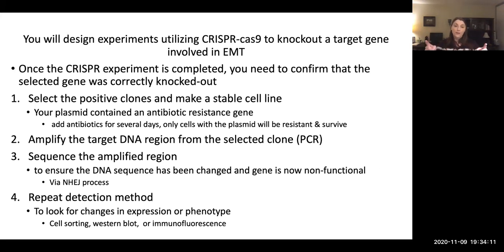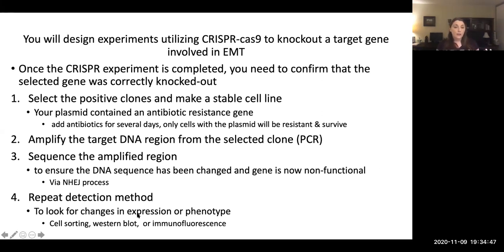So you're going to amplify that target gene, and then you're going to perform. You won't actually perform, but this is what you would do. The next step would be to take that amplified target and sequence it. And when you sequence it, you would look to see if it does indeed have a mutation. And then you would, of course, have to repeat this to confirm that it worked.